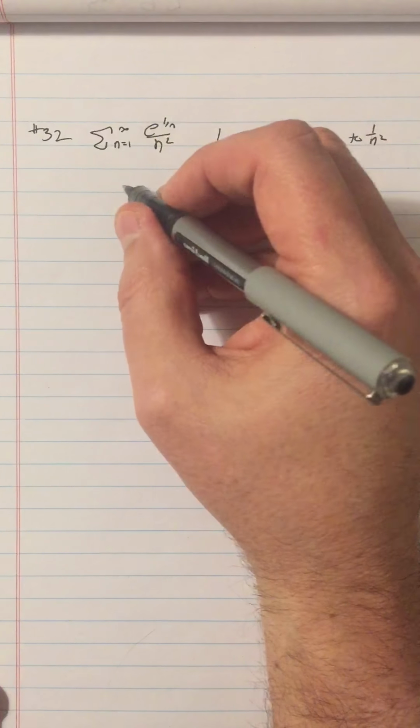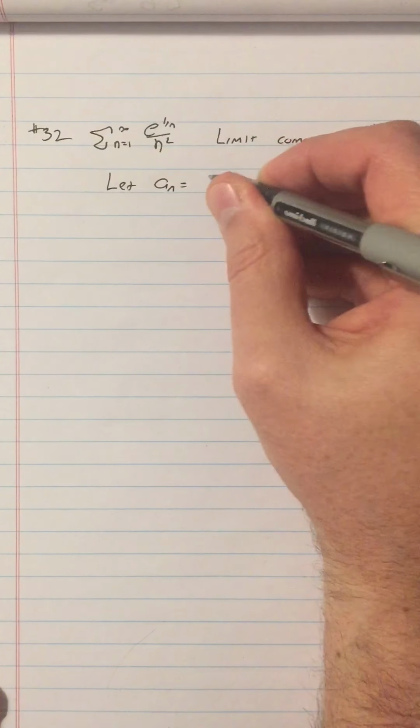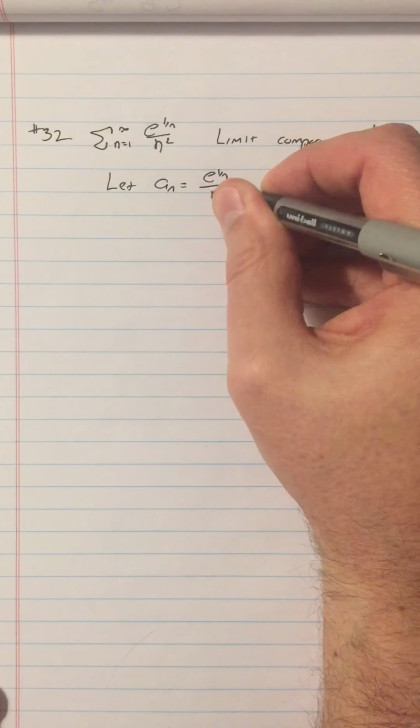All right, so we're just going to finish up number 32 because we haven't done a limit comparison test, I think, in this section yet. So we're going to try doing that. So basically what we want to write out is what is our problem series. So we're going to let a sub n equal e to the 1 over n squared.